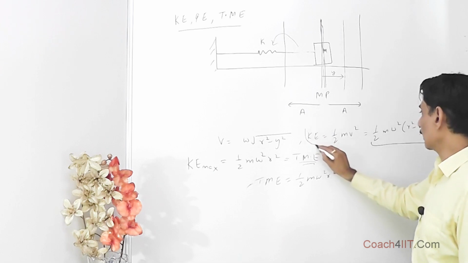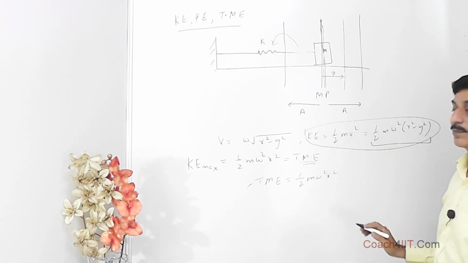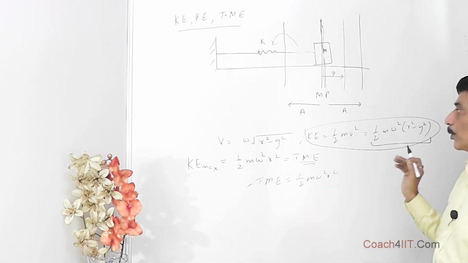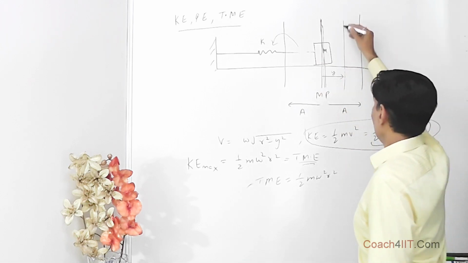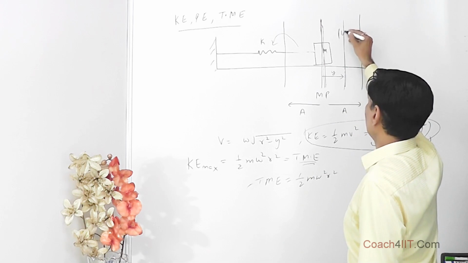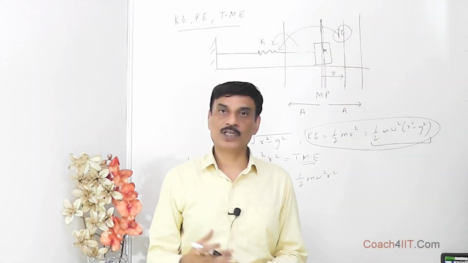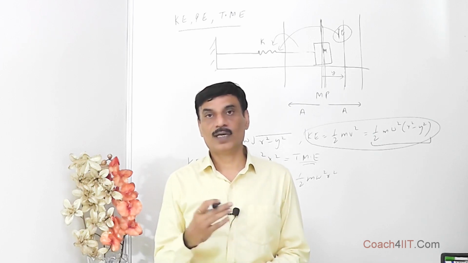Now we have found the kinetic energy as a function of y, that is, how kinetic energy is changing with y. We also know the total mechanical energy. We are interested in the potential energy as a function of y, that is, the displacement from the mean position. At this position, what is the potential energy of the system? Now we are talking about this. Any body which is executing SHM can be related to this block and spring system.